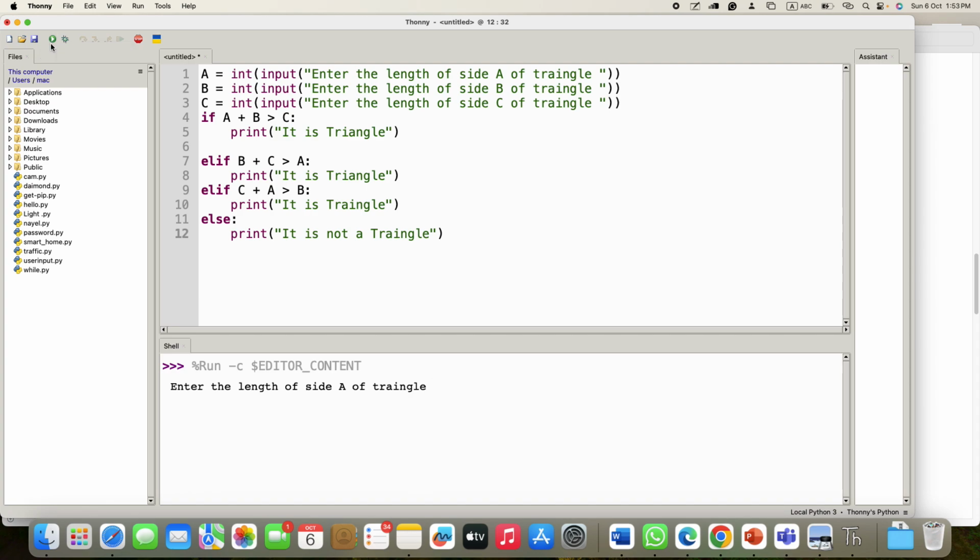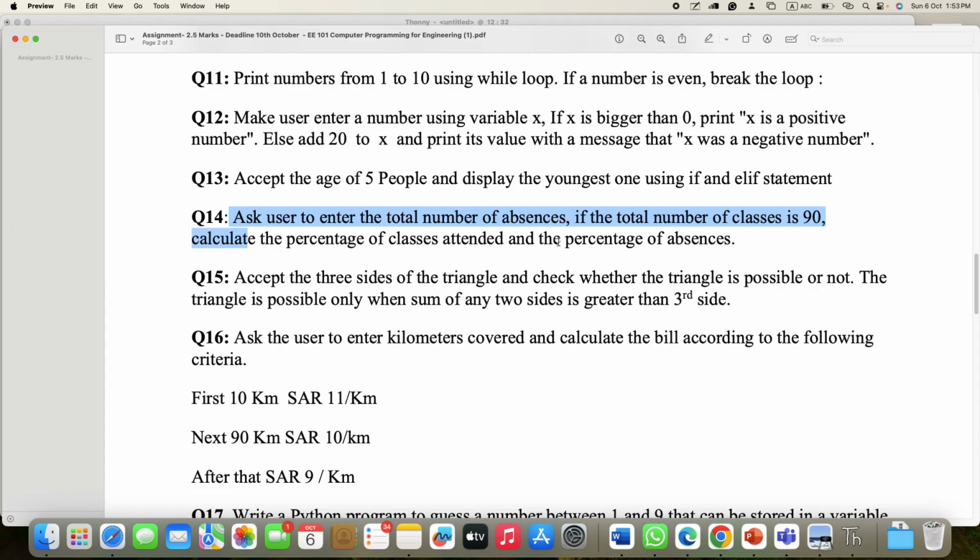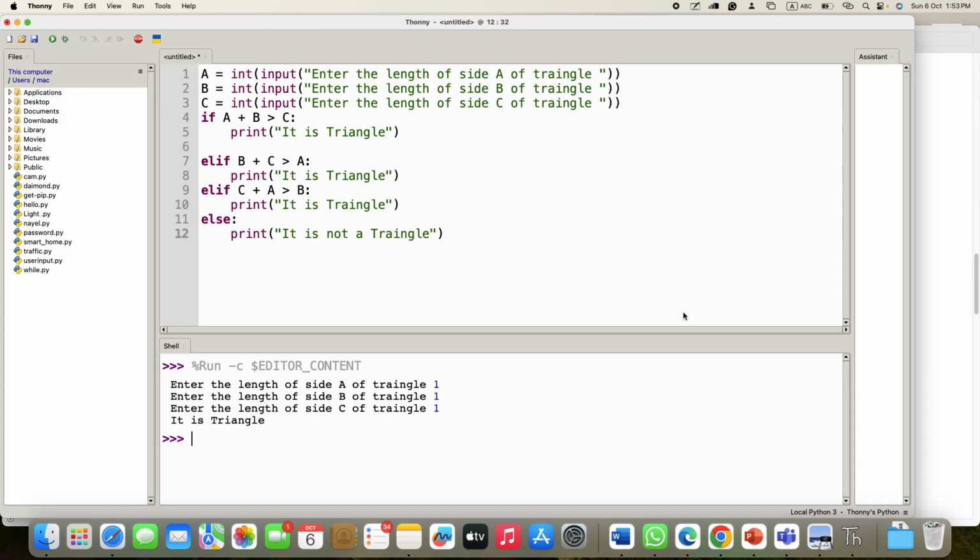How about all are equal? 1, 1, 1. It is a triangle, still a triangle. Right? So it's given in the question that it is a triangle only if the sum of any two sides is greater than the third one. So we have written a program for it.